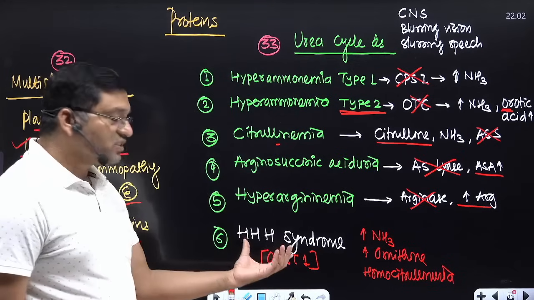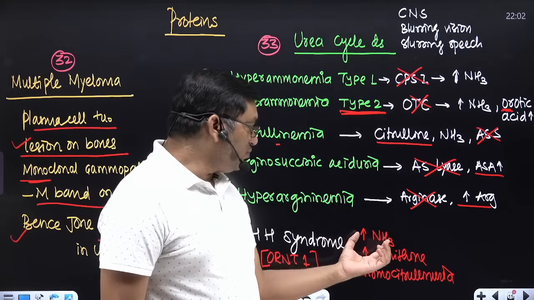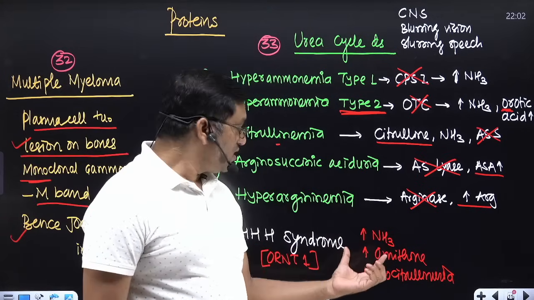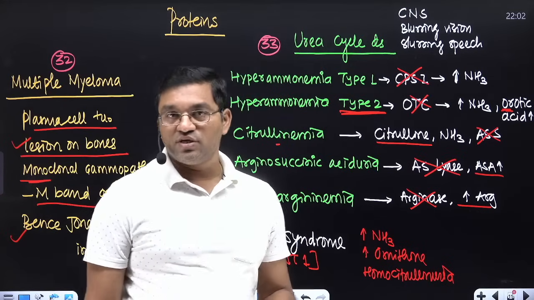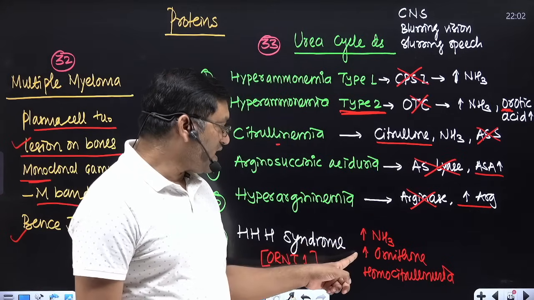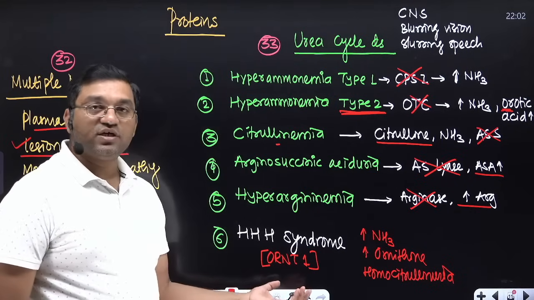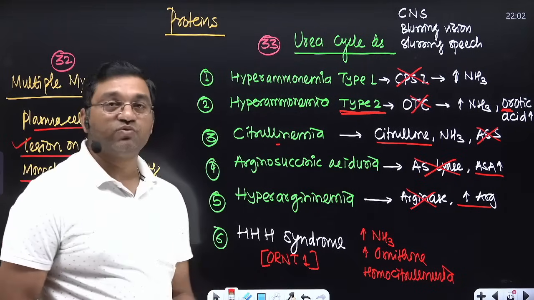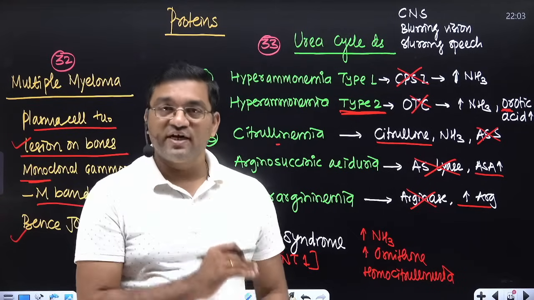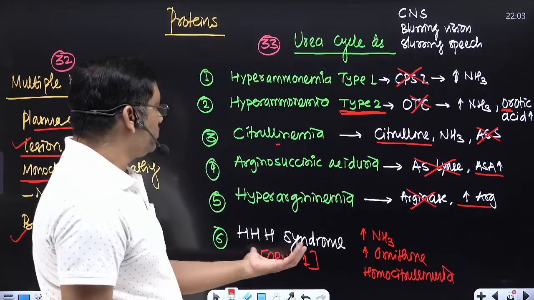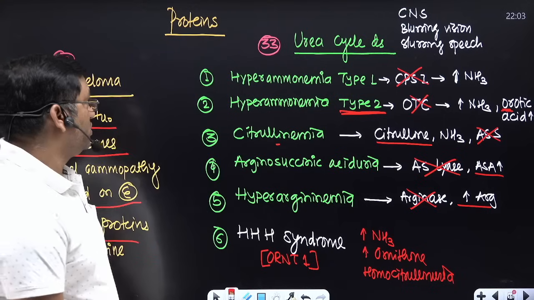One syndrome is related with this urea cycle disorder, that is triple H syndrome: hyperammonemia, hyperornithinemia, and homocitrullinuria. This is due to the mutation in the ORNT1 gene, the ornithine transporter gene, because of which ornithine cannot be transported from the cytosol to the mitochondria. That's why there is a syndrome known as triple H syndrome. So these are the urea cycle disorders.